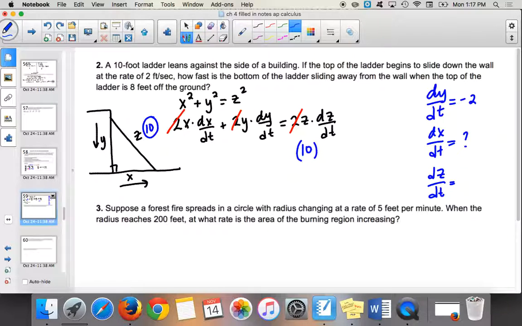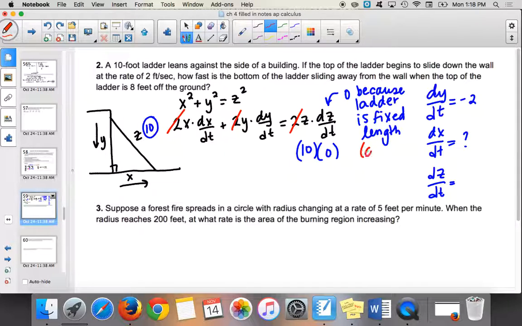So this ladder is a fixed 10 feet tall and it is falling. So is it changing in length? No. If it's not changing in length, then dz over dt is constant. It doesn't change at all, so it's 0. Right? It's not gaining 2 feet per second or losing 2 feet per second or anything like that. Does it make sense? So this right here is 0, because the ladder is a fixed length. So we call that a constant.